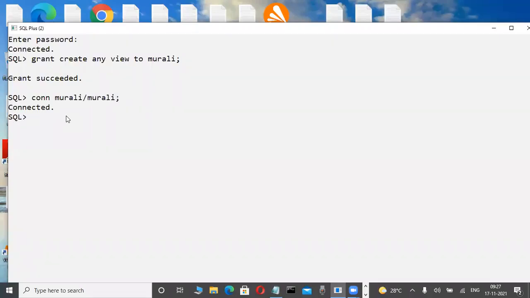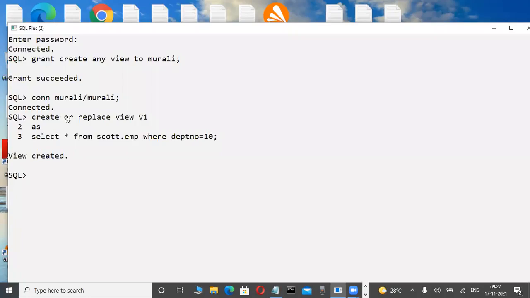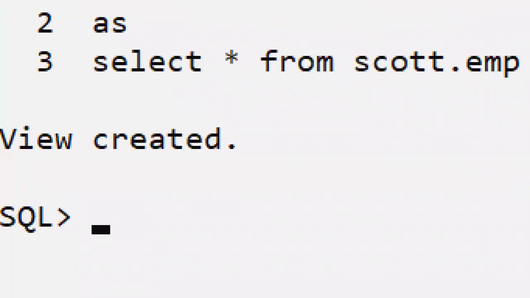Now that person tries to create a view, working or not? Create or replace view, view name as select star from Scott.emp where department number is equal to 10, like this. Yes, automatically the view is created. In the previous case it was not created, but in this case it is created.